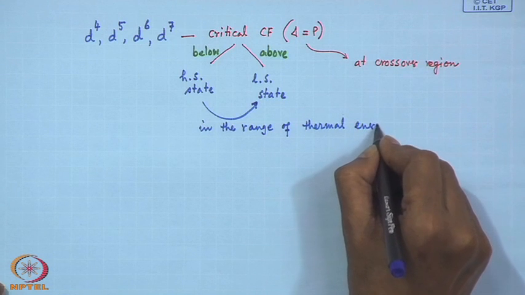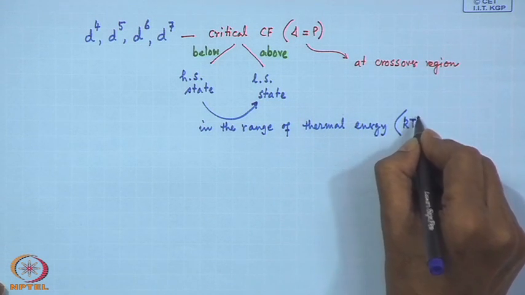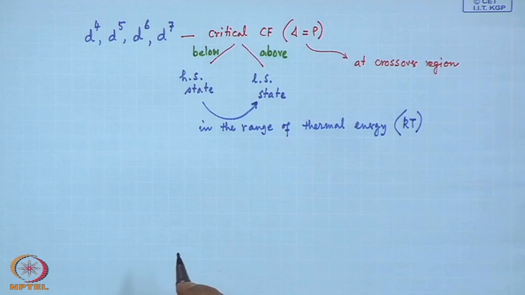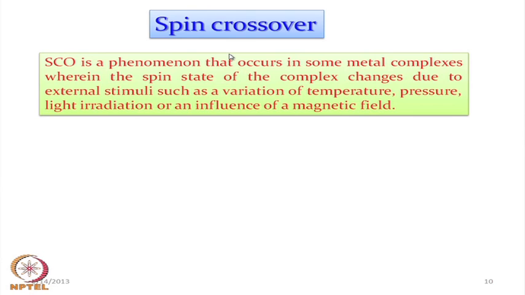In the range of thermal energy, which is nothing but kT. So, how we get this thermal energy to change over from one particular form to the other, that we will find in case of the spin crossover. So, this spin crossover situation, this can be abbreviated as SCO.